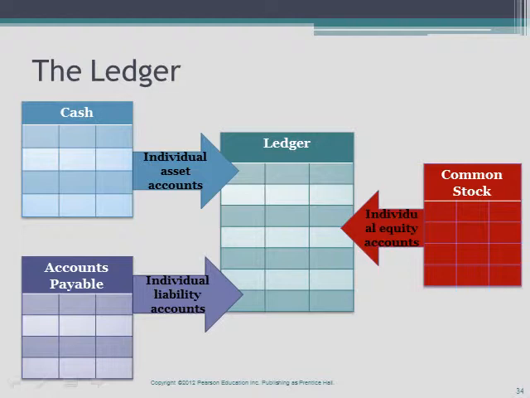In the phrase keeping the books, books refers to the journals as well as the accounts in the journal. In most accounting systems, the ledger is computerized. The figure above shows how asset, liability, and stockholders' equity accounts are grouped in the ledger.